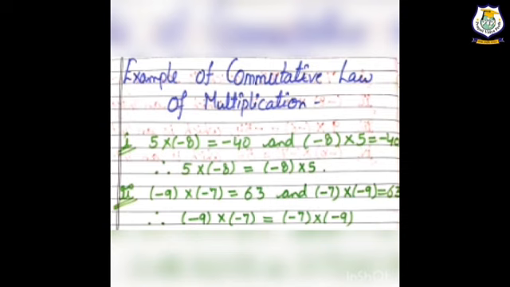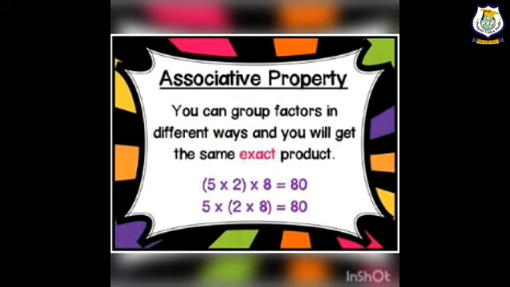Next is associative property. You can group factors in different ways and you will get the same exact product. 5 into 2 into 8 equals 80. 5 into inside bracket 2 into 8 is equal to 80. It means grouping is not necessary for multiplication. In other words, the grouping in multiplication does not matter. Means if we change the groups, the product should be the same.